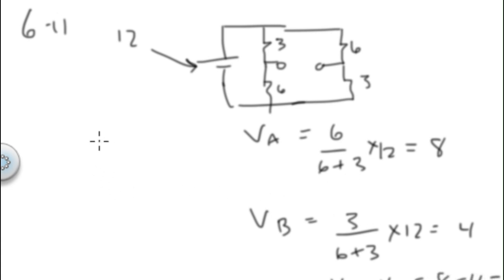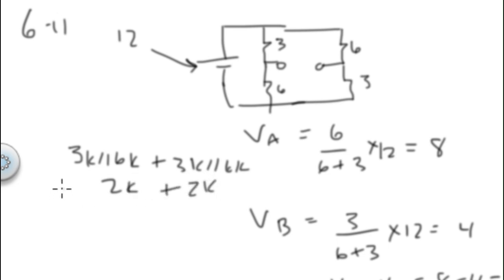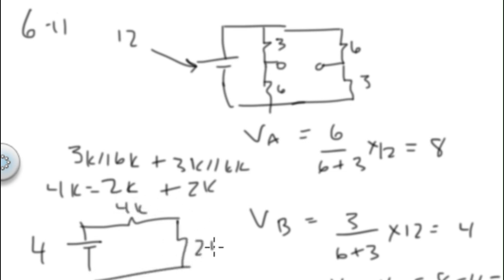Our resistance is 3K in parallel with 6K, plus another 3K parallel with 6K. And this is 2K, and this is 2K. Add them together, and we get 4K. Now we can reconstruct. We have 4 volts, we have 4K, and we have 2K. What do they ask for? They want the current through that resistor. So that would be 4 divided by 6K, or 0.67 milliamps.